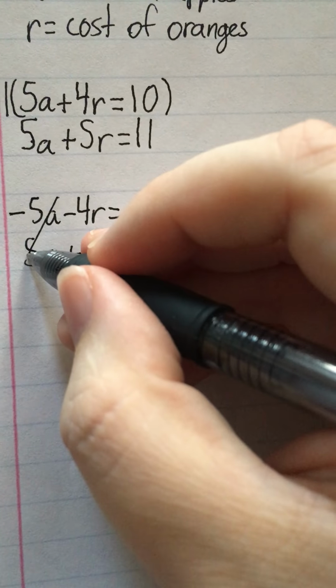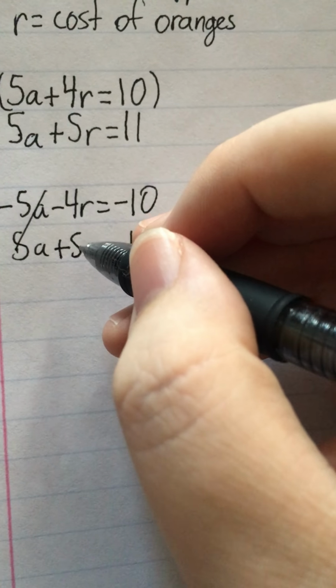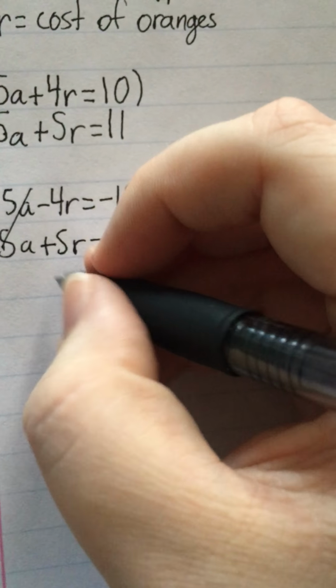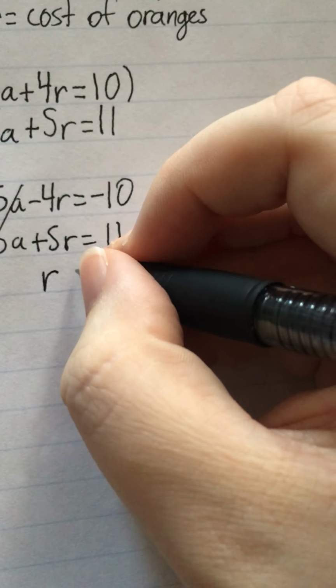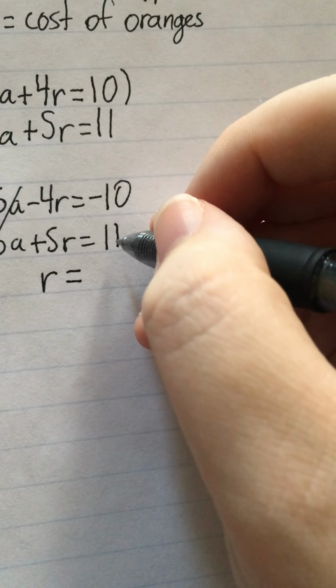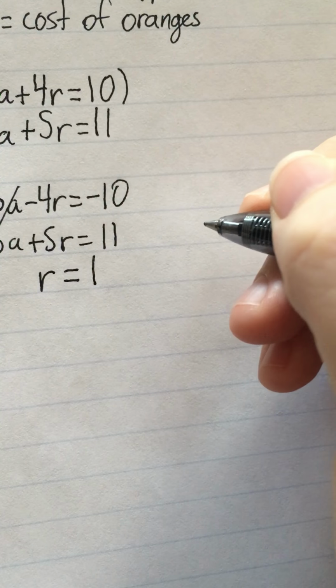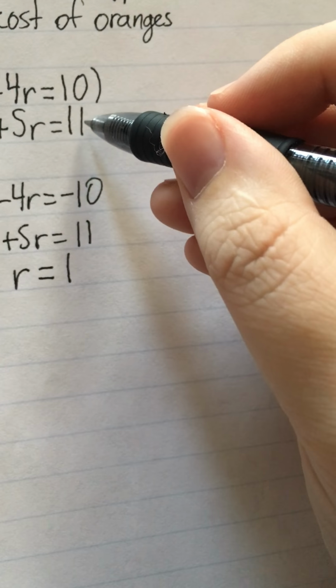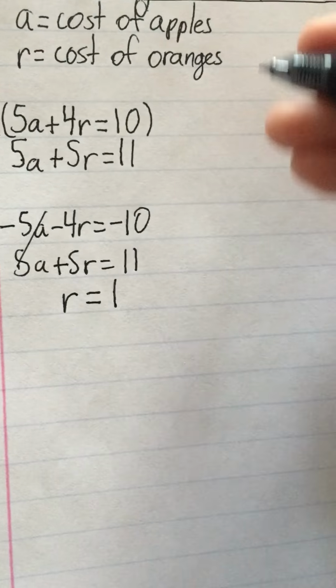Negative 5A plus 5A cancels out. 5R plus negative 4R leaves us with just an R. And negative 10 plus 11 leaves us with 1. So now I'm just going to plug this back in. I'm going to use this second equation here.